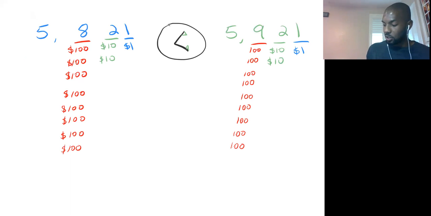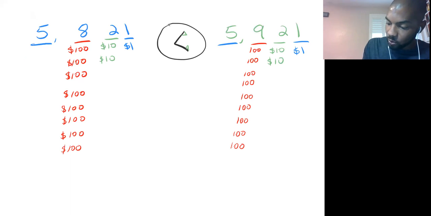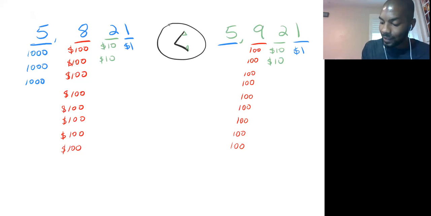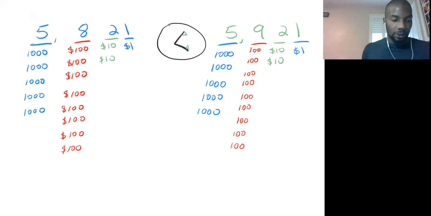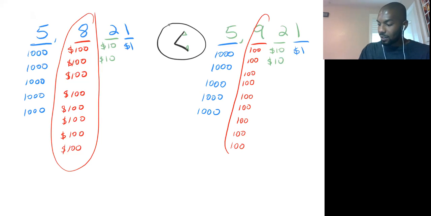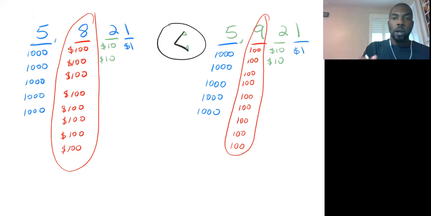But let's check the last number just to be sure. This one has 5,000s. This one has 5,000s. That's 1,000, 2,000, 3,000, 4,000, 5,000. So with every other number, they're equal except for the hundreds place, where this has 8 hundreds and this one has 9. So therefore, because this one has literally one more 100 than the other one, this is a bigger number.